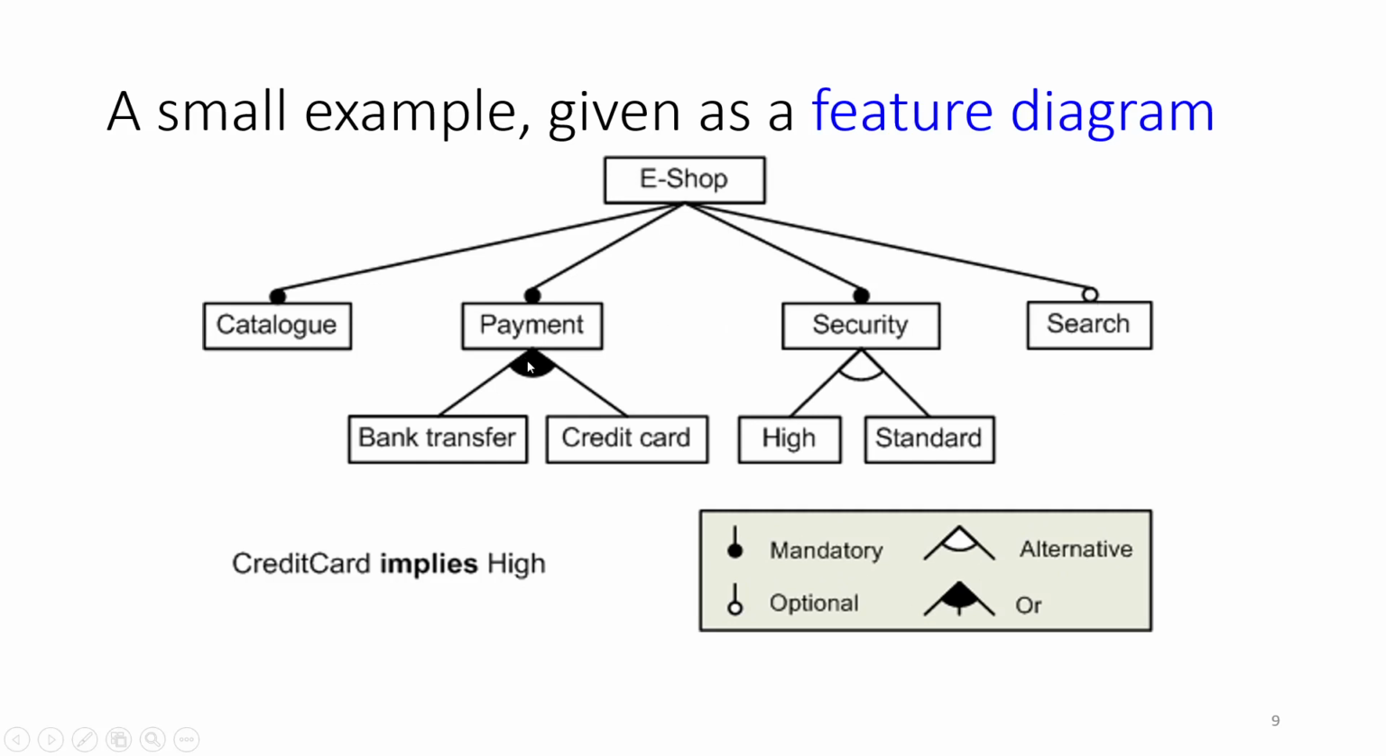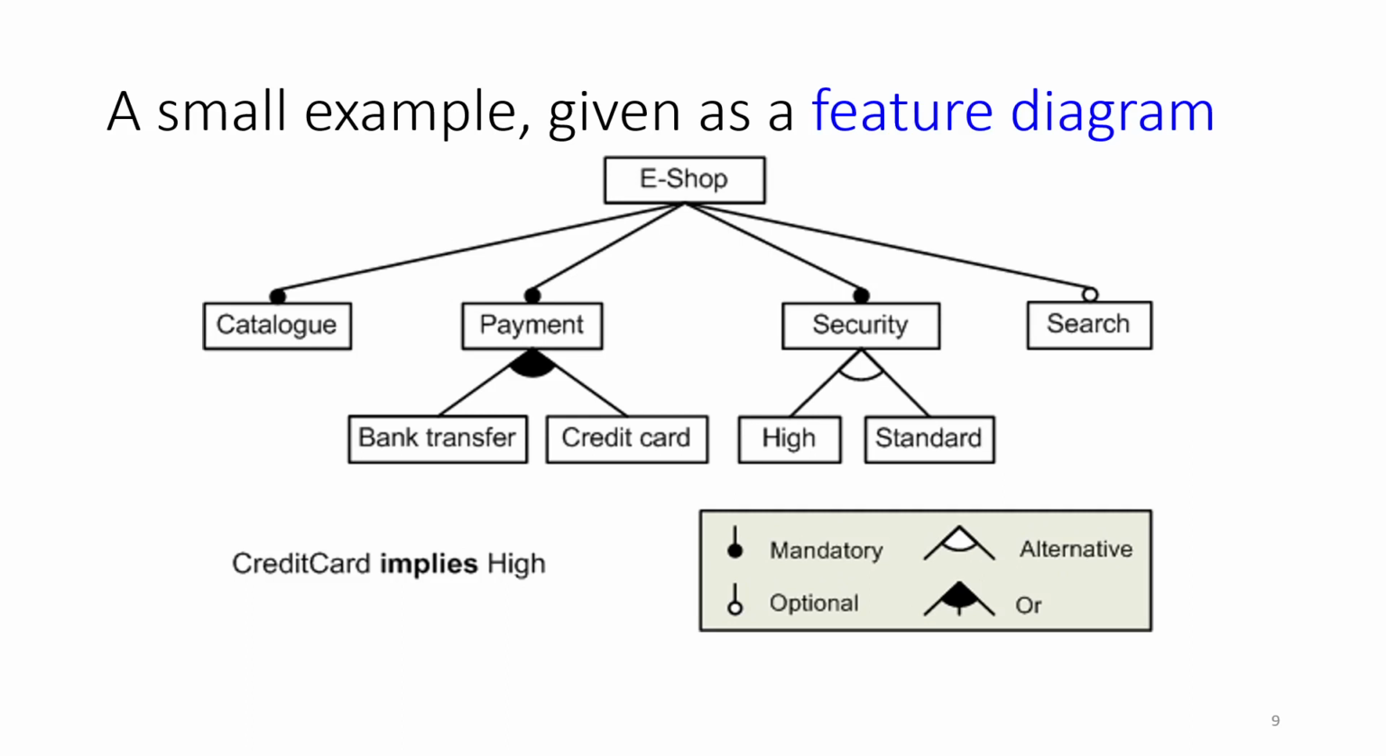Then we have these arcs here. So payment has two children, bank transfer and credit card. And the arc is filled in, which means that it's a regular OR. So you need at least one of them to satisfy this OR. So you either need at least bank transfer or credit card, but you can also have both. So you could have both payment methods because this OR is not an exclusive one.